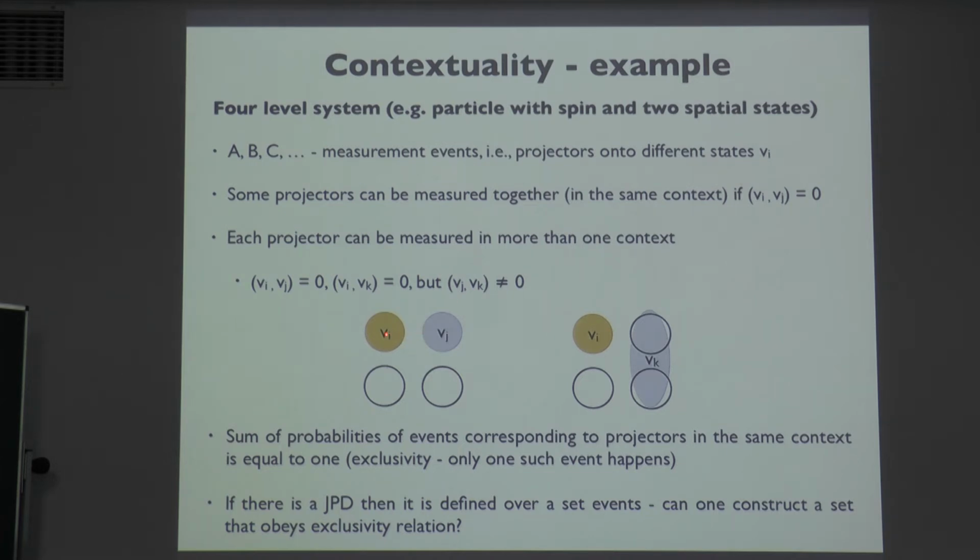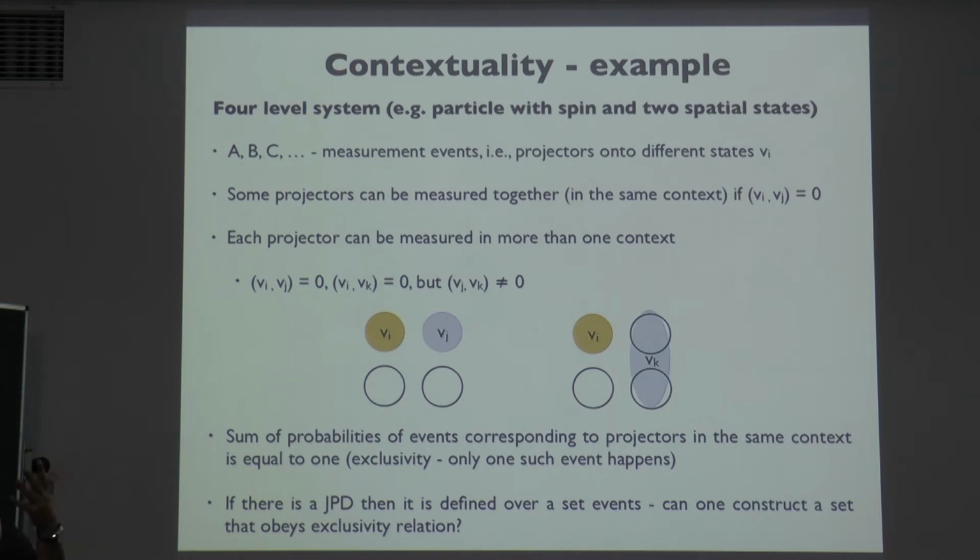And this is the simple graphical example. Imagine that these are our four possible states because we have a four-level system. So VI is basically a projector onto this state. VJ might be a projector onto this state. The second case may correspond to, again, VI is the same, but this time VK may be a superposition of these two states. So obviously, this cannot be measured with this, so these two examples make two different measurement contexts.